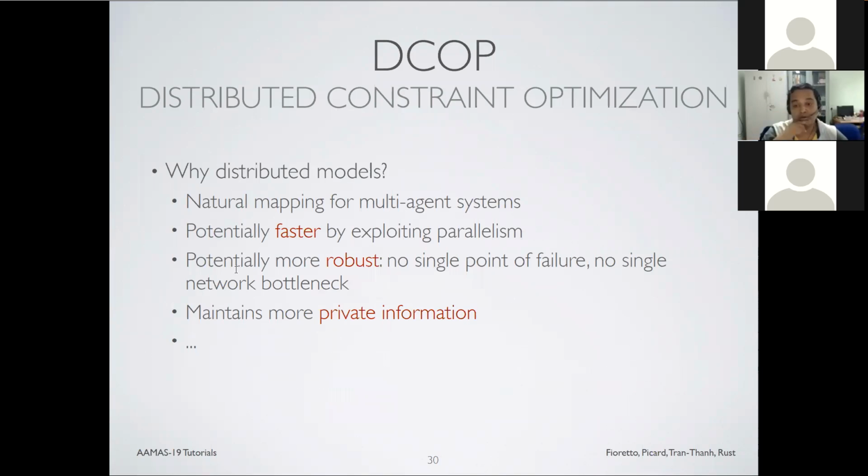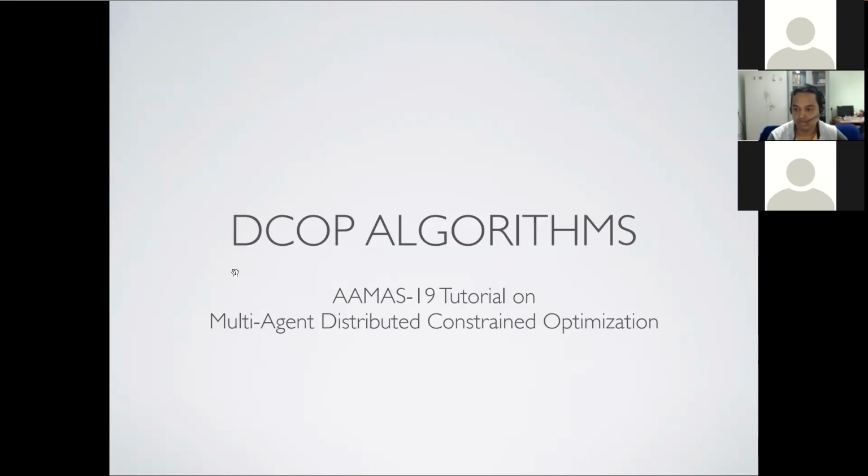Why distributed approach? Natural mapping of multi-agent system. Potentially faster by exploiting parallelism. Potentially more robust, no single point of failure that we discussed. No single network bottleneck. Maintains more private information. Each agent maintains its own private information. So now we will be discussing some of the algorithms for solving the DCOP problem.